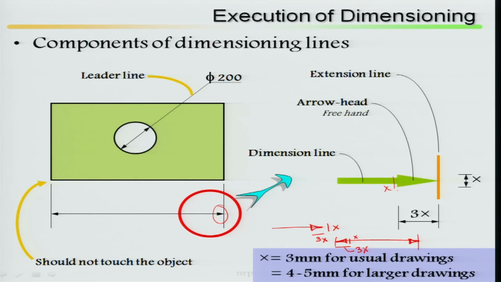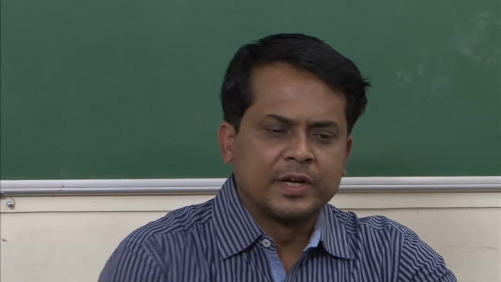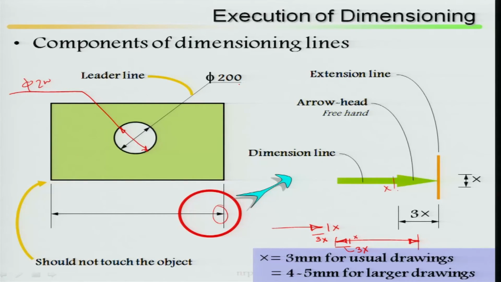This is a leader line. Leader line means, for the diameter of a drill, if this is a diameter, either this side or this side, you take it out and do it like this. This dimension has been taken out and put here; this is called a leader line. Then from there you write phi 200. Unless otherwise mentioned, as I said in the beginning of the class, all dimensions are in mm. So drill diameter is equal to 200 mm.